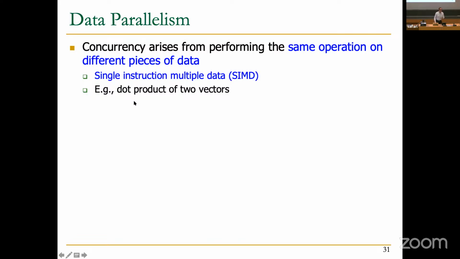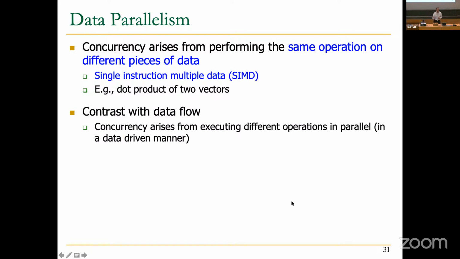An example is dot product of 2 vectors, or whatever you do on vectors actually applies nicely. That's why one of the processors is going to be called vector processors. Now, contrast this with data flow. In data flow, concurrency really arises from executing different operations in parallel in a data-driven manner. Basically, data gets available, it actually fires an instruction, and these instructions have no relationship to each other that are fired, except they happen to have their data ready at a given point in time. It could be completely different instructions, basically.